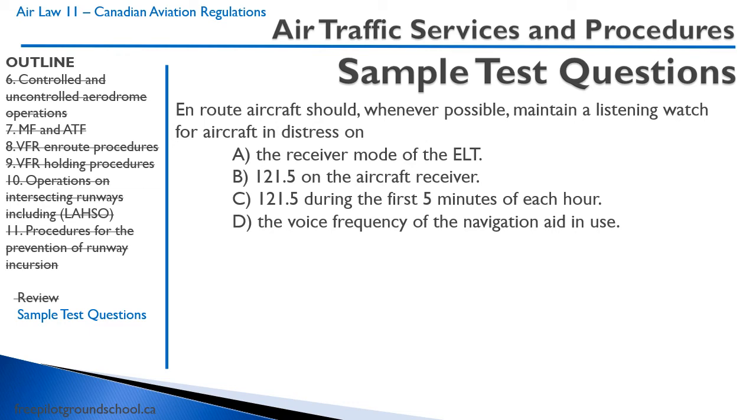The receiver mode of the ELT. Well, I've never really heard of the receiver mode. B, 121.5 on the aircraft receiver. Yeah, that sounds right. 121.5 during the first 5 minutes of every hour. No, you wouldn't do that. That's confusing it with something else that we'll talk about in a later lesson. And the voice frequency of the navigation aid in use. Well, that's not correct. So the correct answer is B, 121.5.